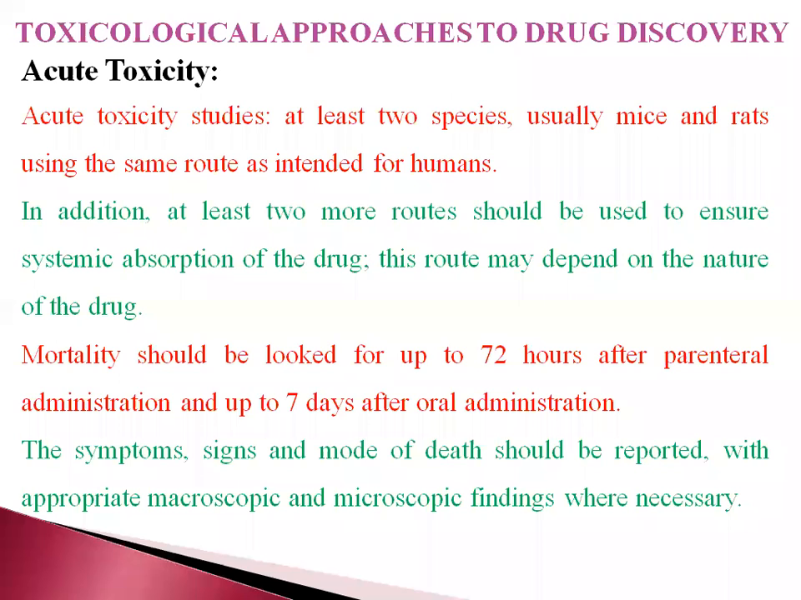Then mortality should be looked for 72 hours after parenteral administration and 7 days for oral administration. We need to check the effects of the drug. We need to check the mortality rate when that particular animal, mice or rat, got killed. For parenteral administration, we need to check for 72 hours, and for oral administration, we need to check for 7 days. The symptoms, signs, and mode of death should be reported with appropriate macroscopic and microscopic findings where necessary.